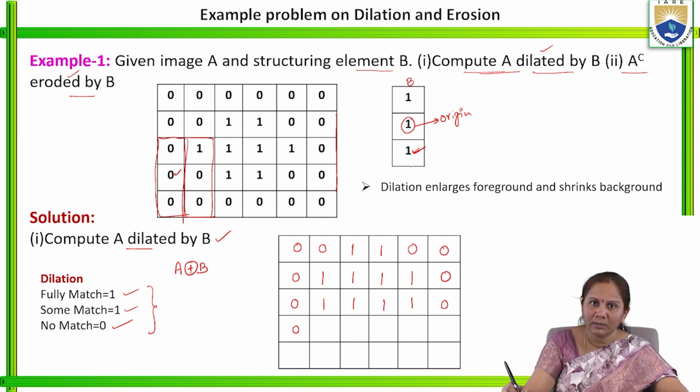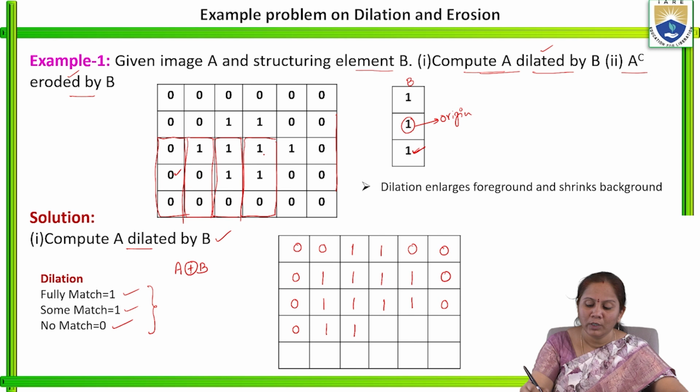So 1, 1, 1. Here 1, 0, 0. At least one element is matched. So we have to place 1 here. Similarly, shift the mask towards right. 1, 1, 0. So two elements are matched with the structuring element. So we can keep this as 1. To find the next element, here also we have 1, 1, 0. So two elements are matched with B. So there is some match. We have to put the value as 1 in the output image.